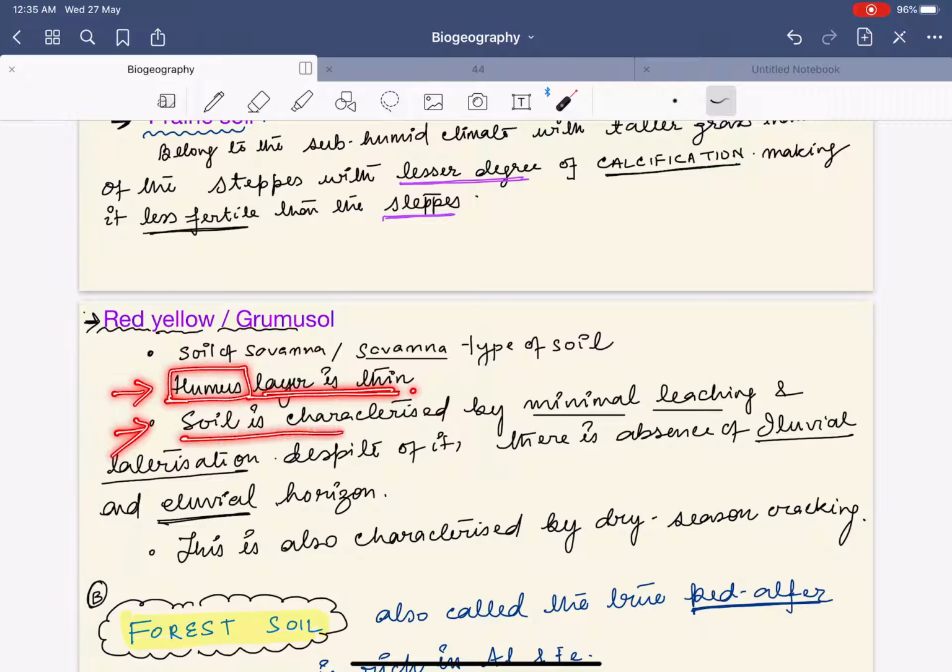Number two, the soil here is thin in areas of active slope movement. What is this active slope movement? Let us say that this is your tundra region, and here we have your sloping, and wherever there is a movement of the active slope, that is nothing but your glacier type of movement, over there the soil is obviously thin. This is easy to understand.